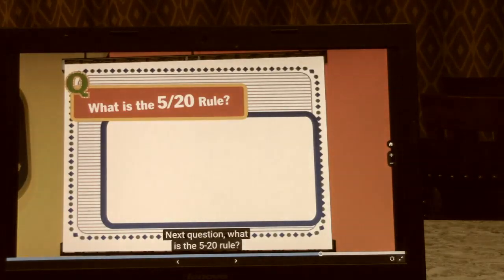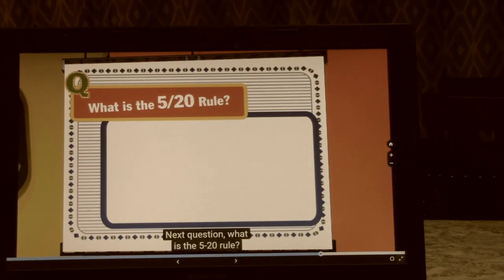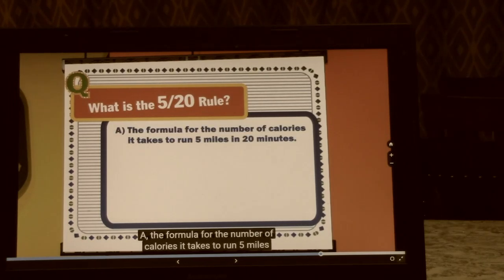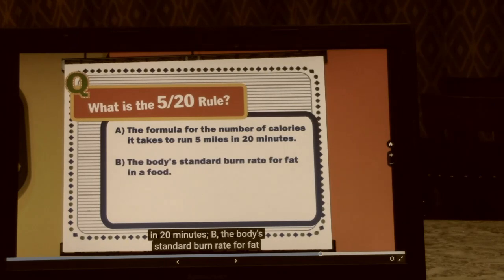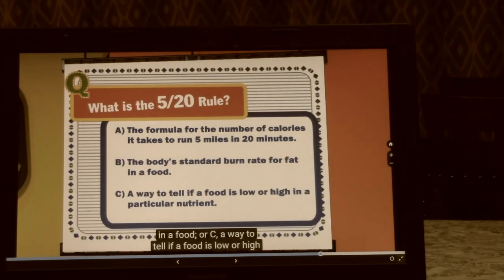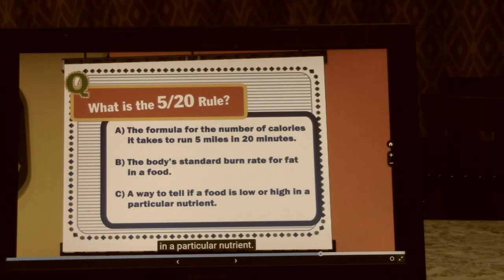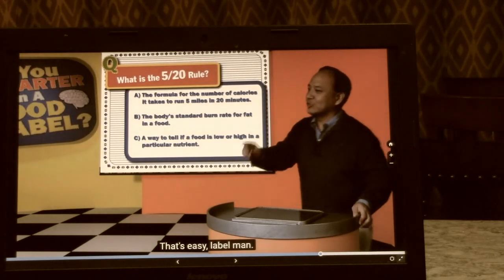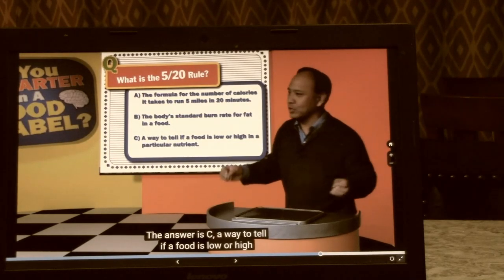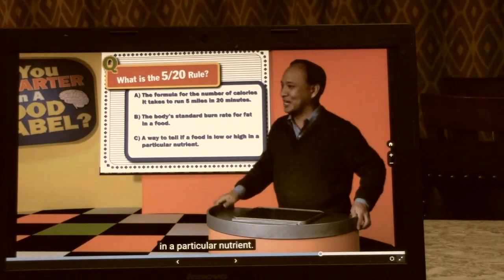Next question. What is the 5-20 rule? A, the formula for the number of calories it takes to run 5 miles in 20 minutes. B, the body's standard burn rate for fat in a food. Or C, a way to tell if a food is low or high in a particular nutrient. That's easy, Label Man. The answer is C, a way to tell if a food is low or high in a particular nutrient. That's right.